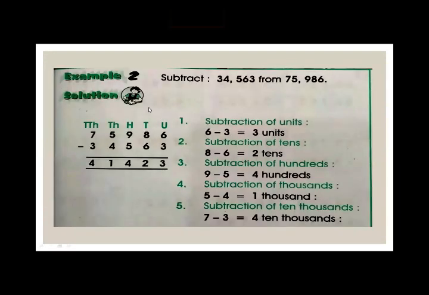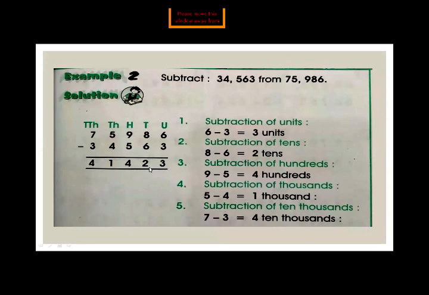Example number 2 is subtraction up to 10,000, 5 digits. So 75,986 subtracted from 34,563. Here you see, starting from units, 6 is greater than 3, so 6 minus 3, 3. 8 is greater than 6, 8 minus 6, 2. 9 is greater than 5, 9 minus 5, 4. Thousands place, 5 is greater than 4. 5 minus 4, 1. And 10,000 place, 7 is greater than 3. So 7 minus 3, 4. Your answer or your difference is 41,423. Hopefully you all understand it very well.